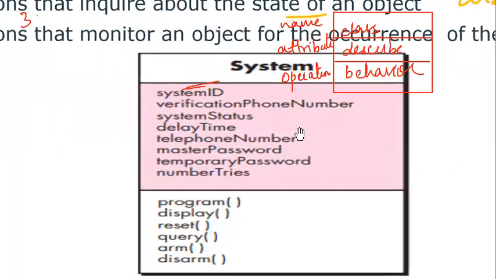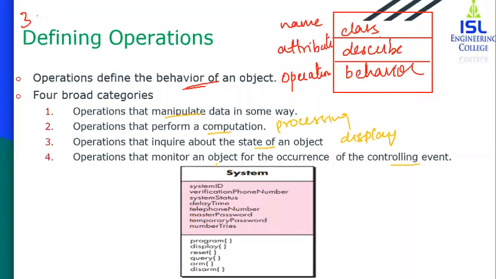Now we'll see an example. For the system, you've got the system ID, verification phone number. These we have seen as attributes. This part is your operations, like programming the system, displaying, reset, query, arm, and disarm. You can see that all of these are used for manipulating the data or displaying the data. These are the different functions.